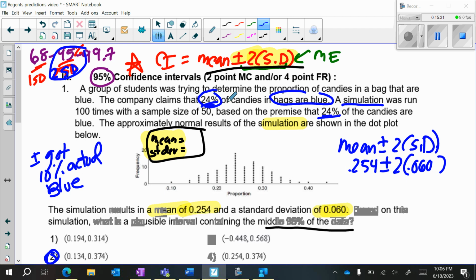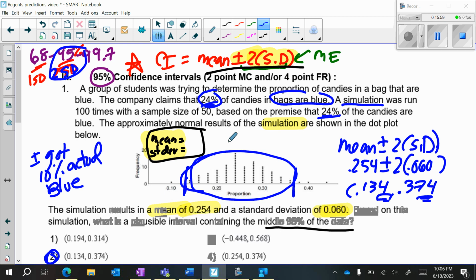But remember, there's a plausible interval created around it that we got in this question. We got an interval of 0.134 to 0.374. So it is plausible that just by chance alone, we can get from about 13.4% blue to 37.4% blue. So this region should be the middle 95% of the data. These are the things that are plausible or likely to happen by chance.